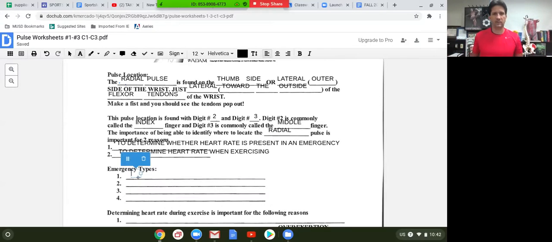Okay, so emergency types. We'll talk about a couple. We said number one, determine whether heart rate is present in an emergency. So here are some emergency types where you would want to be able to take radial pulse on yourself, a family member or a friend, or potentially in a sports medicine situation, though most of the time we take pulse very rarely sports medicine wise. Number one, a severe bleed. With any severe bleed, you want to be able to take pulse to see where that pulse is at, whether it's in range or not. Eventually we'll talk about what the normal ranges are.